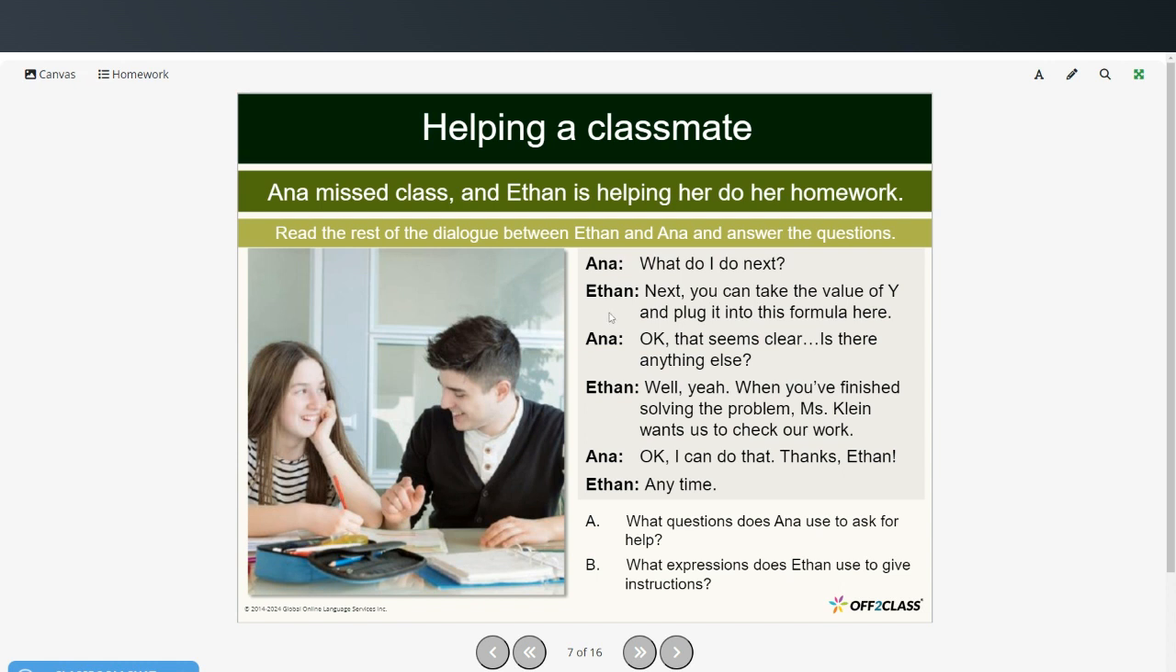Next, you can take the value of y and plug it into this formula here. Well, yeah, when you finish solving the problem, Ms. Klein wants us to check our work.